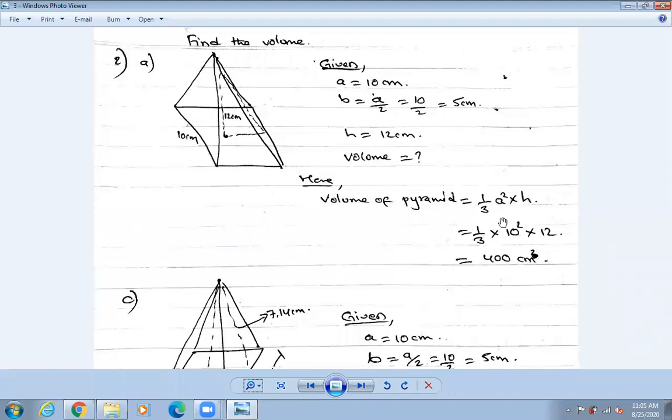So 1/3 into a square is how much? A means 10, so 10 square. Into h is how much? Sorry, h is 12. So put the value, cancel this one. It is going to be 4. So 4 into 100, it's going to be 400 cubic centimeter because it is volume. Volume needs cubic written: 400 cubic centimeter. So in this way, we'll get our answer.